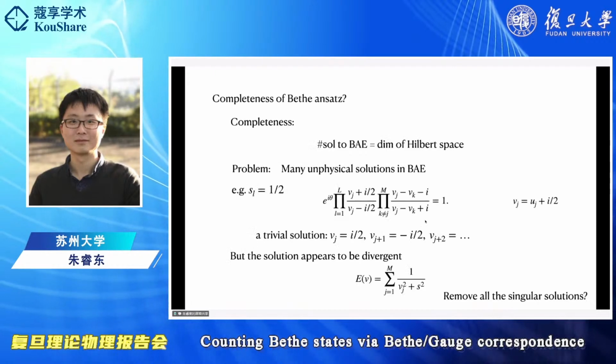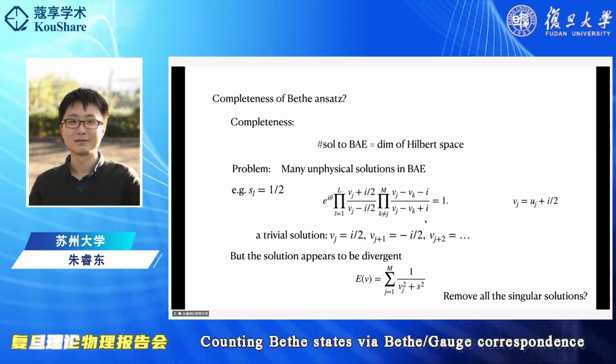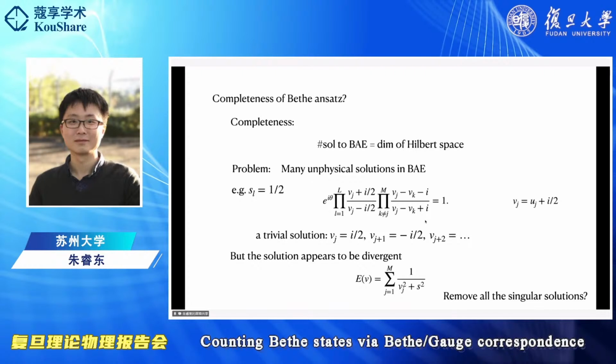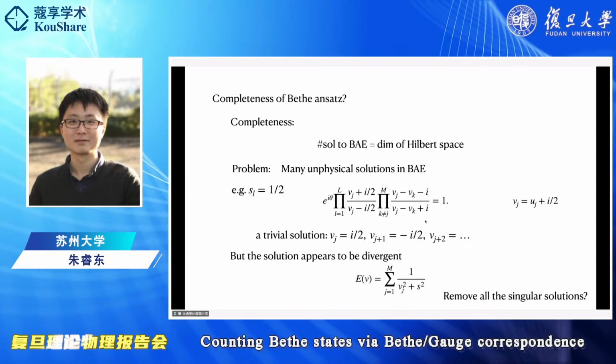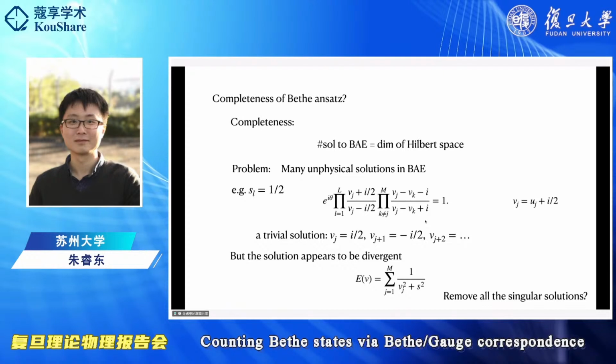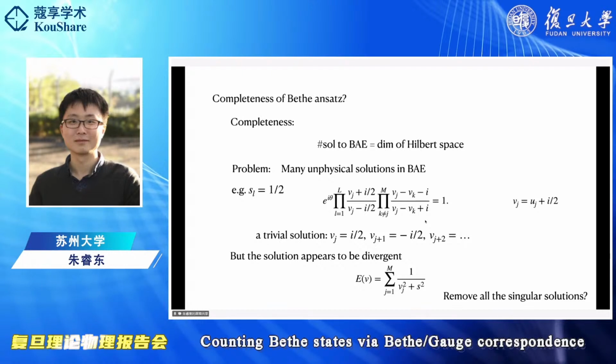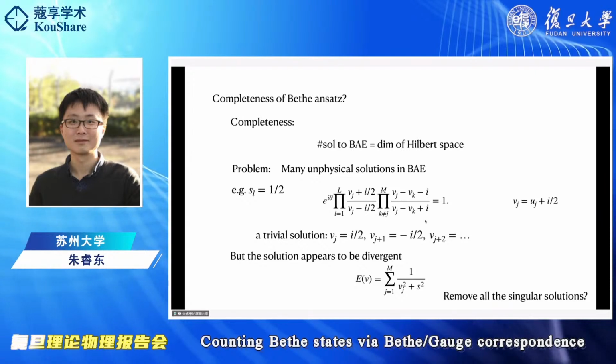So as I would like to say, the big problem of the Bethe-Ansatz is that because it's an ansatz, we don't know if it really works. Of course, if we have some solution, we know that it should very likely be giving an eigenstate for the system. However, it's really not easy to show that the number of solutions to the Bethe-Ansatz equation is equal to the dimension of the Hilbert space. And actually, it's very easy to see that we have many unphysical solutions in the Bethe-Ansatz equation.